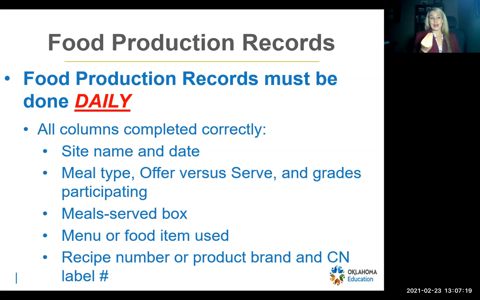Okay, so back to production records. Now, all columns must be completed. I'm going to go through each column about what it is. There's only a couple of columns that are not required, but for the most part, everything has to be filled out on the production record. You do have to fill one out for each meal type. So for breakfast, for lunch.